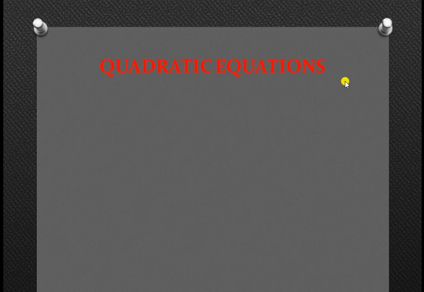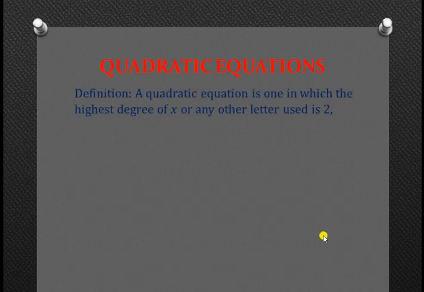So quadratic equations is the topic of the day. We shall begin by defining what a quadratic equation is. Definition: a quadratic equation is one in which the highest degree of x or any other letter used is 2. When we say the highest degree, in this case we mean the highest power.